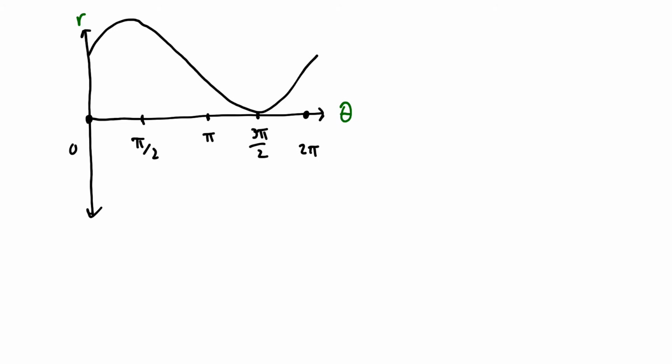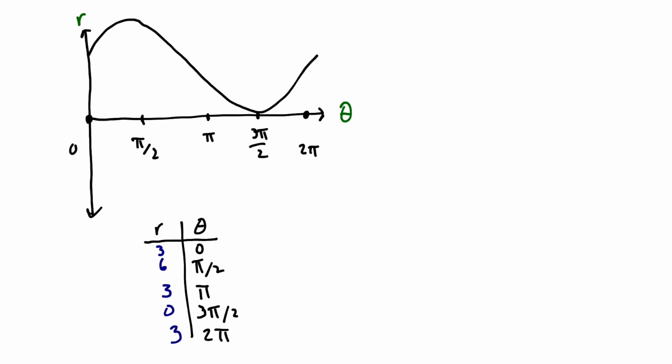Let's first go ahead and make a table of values of r and theta. So we're given the theta values 0, pi divided by 2, pi, 3 pi divided by 2, and 2 pi. The corresponding r values are given by 3, 6, 3, 0, and 3. And so this is going to break our graph up into the following pieces here. Now we're going to use these pieces to sketch a picture of our graph in polar coordinates.